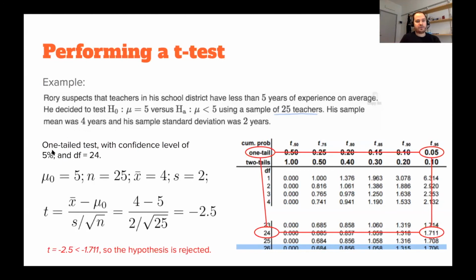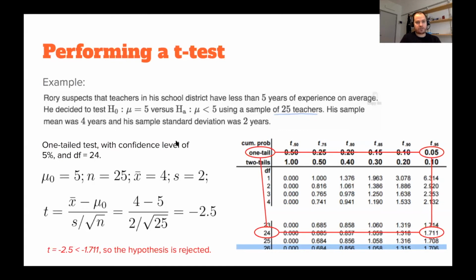Now, first of all, this is a one-tailed test. Why is this a one-tailed test? Because the alternative hypothesis is saying, I think it's less than 5. I don't think it's different than 5. I think it's less. So I'm interested only in looking at one side of the hypothesis test, so to speak. It's a one-tailed test because I'm only interested in whatever is to the left of that.